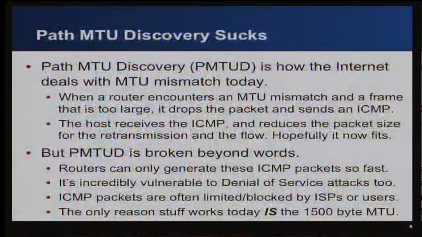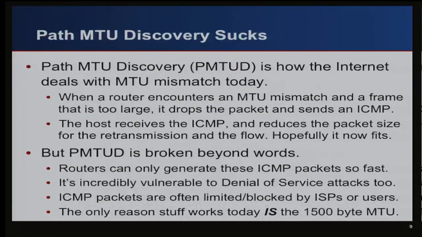So path MTU discovery, which is the mechanism for detecting mismatch today, in a word, sucks. The way that it works is when a router encounters an MTU mismatch, it has two interfaces. It received a big packet over a big interface and it's trying to send it to a small one and it can't fit. It will drop the packet. It will send back an ICMP message, as was talked about in the last presentation. And then the host is responsible for receiving that ICMP message, detecting that there was a problem, and reducing the packet size on this flow from now on. But that doesn't work very well.